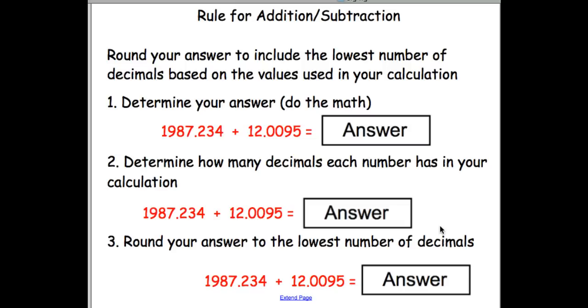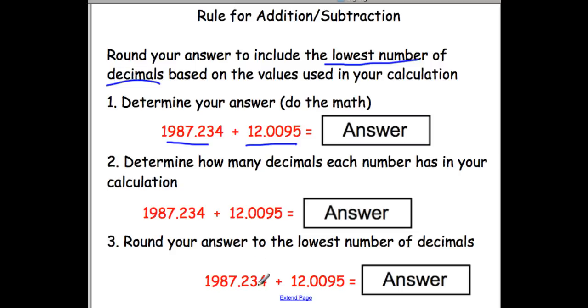So, for addition and subtraction, we're going to take a look at decimals. That's really the big thing. So when we want to take a look at addition and subtraction, our key thing that we're going to be taking a look at is its decimals. Just like our multiplication and division, we're going to be using the numbers that we're doing the math with, the ones that we start with, in order to actually figure out how we're going to round our answer. So in this example, we want to have the lowest number of decimals based on what we started with.